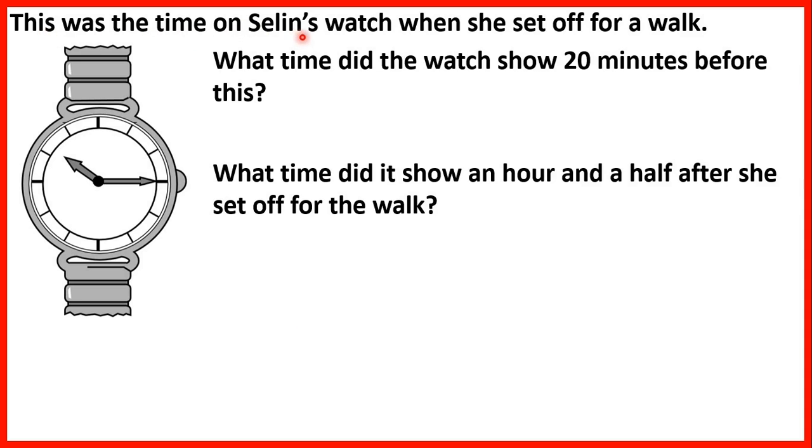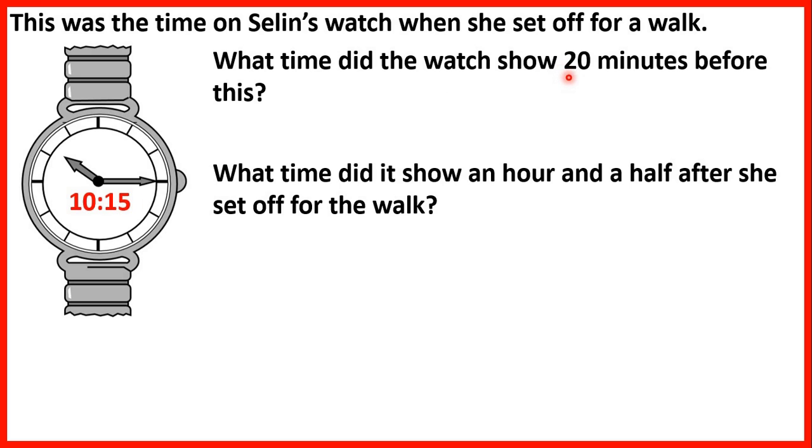This was the time on Celine's watch when she set off for a walk. What time did the watch show 20 minutes before this? Well, first let's work out the time that the watch shows now. We can see that the hour hand has gone past 10, so the number of hours is 10, and the minute hand is on the 3, and we multiply the minute hand number by 5, so 3 times 5 is 15. So the time on the watch is 10:15.